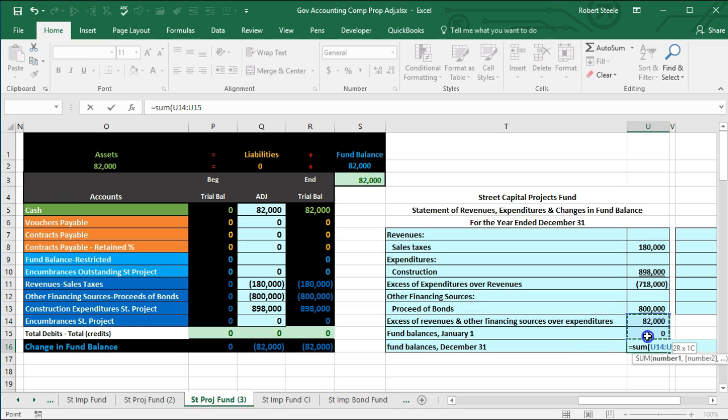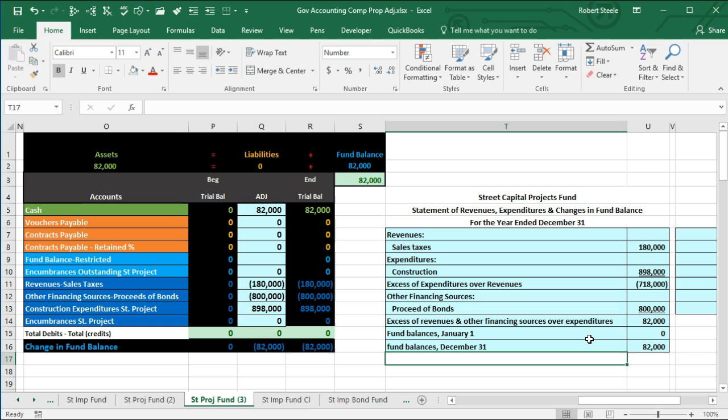And that is going to be equal to the sum of the excess of revenue and other financing sources over expenditures and this 0 here, and that's going to give us the 82, which should equal, if we sum up all the temporary accounts or all the blue accounts, this 82,000. We can then show an underline, home tab, font and underline, and then double underline here by going to the home tab, font, and double underline.